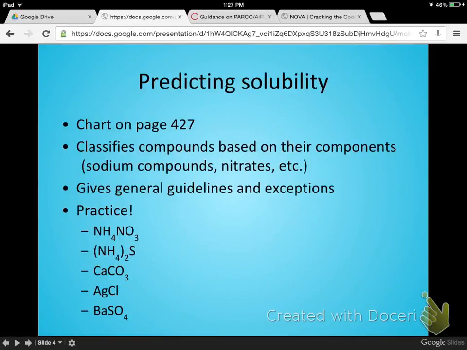You're pretty top-notch at predicting solubilities at this point. Yes? You kicked butt on the quiz.